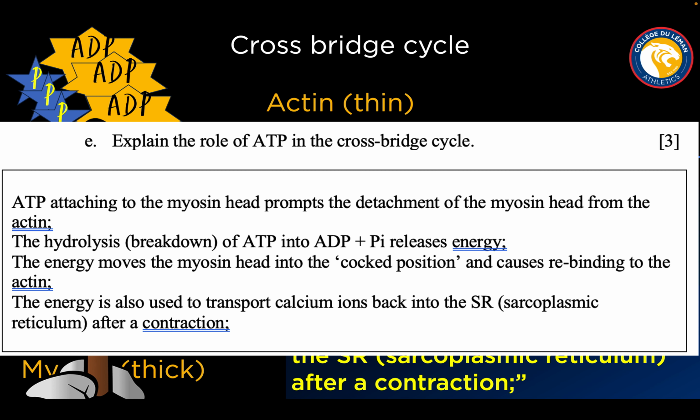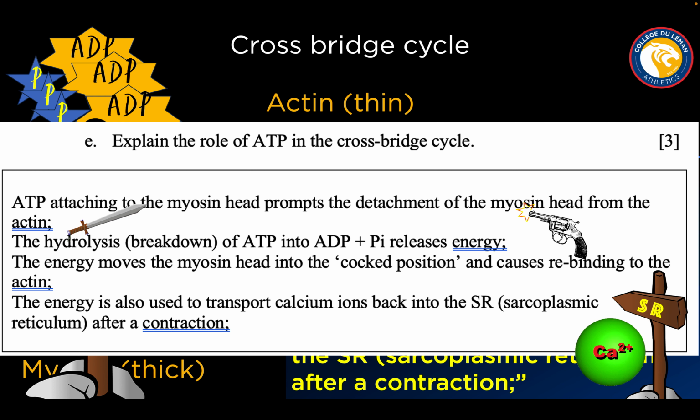So quite tricky. I mean, you've got to hit most of them to get our 3 points. But hopefully, if we've got more of an understanding of what that looks like, we'll be able to hit that. There's the hydrolysis, there's the cocked position, and there's our calcium off to the SR, just to help you remember that.